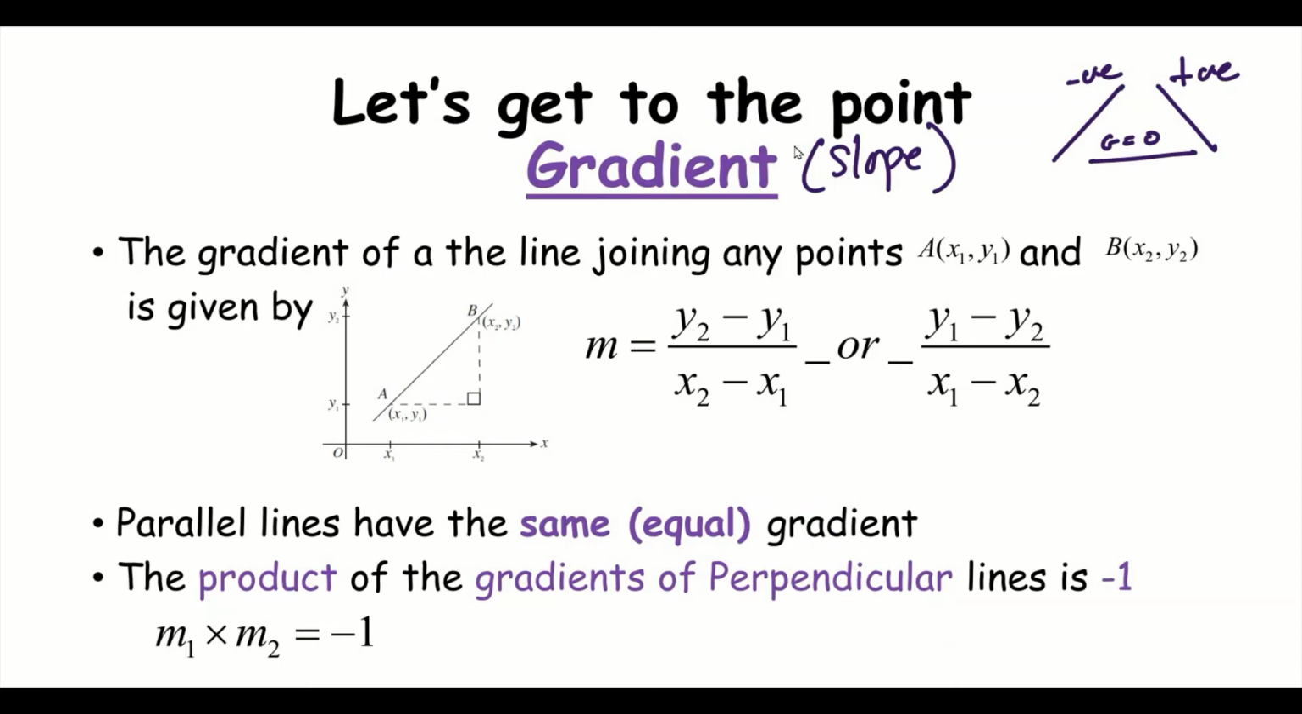The sign will come out the same in the end. So, key pointers to note: parallel lines have the same or equal gradient, and the product of the gradients of perpendicular lines is negative 1. I use the formula m1 times m2 is equal to negative 1. So if I know the gradient of a perpendicular line to the original line, when I multiply both gradients, I'm going to get my negative 1.